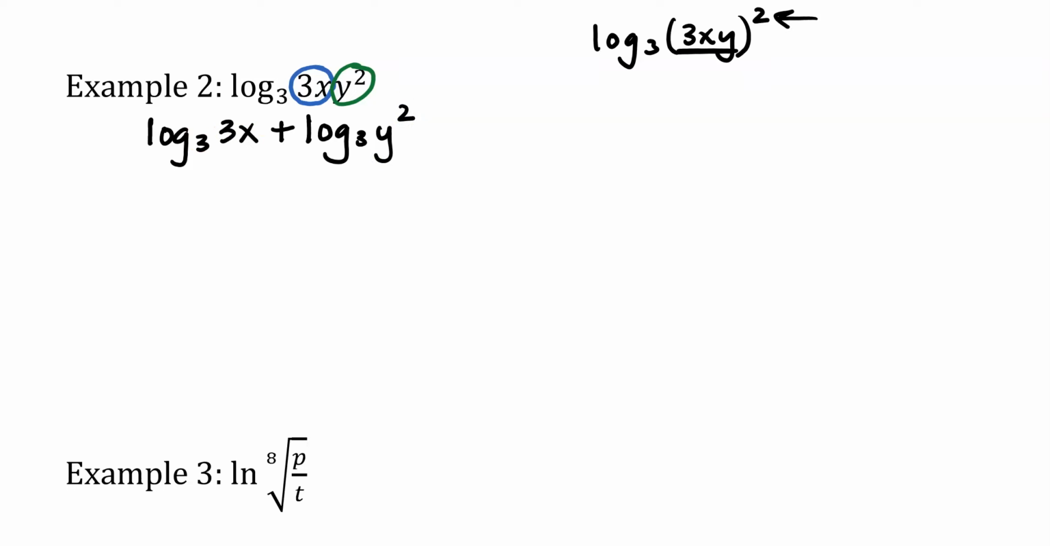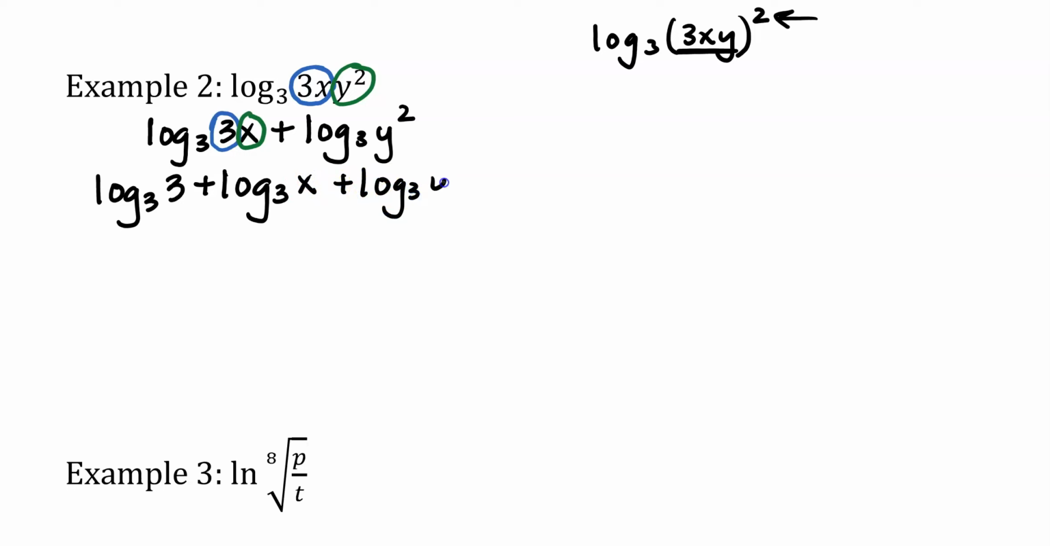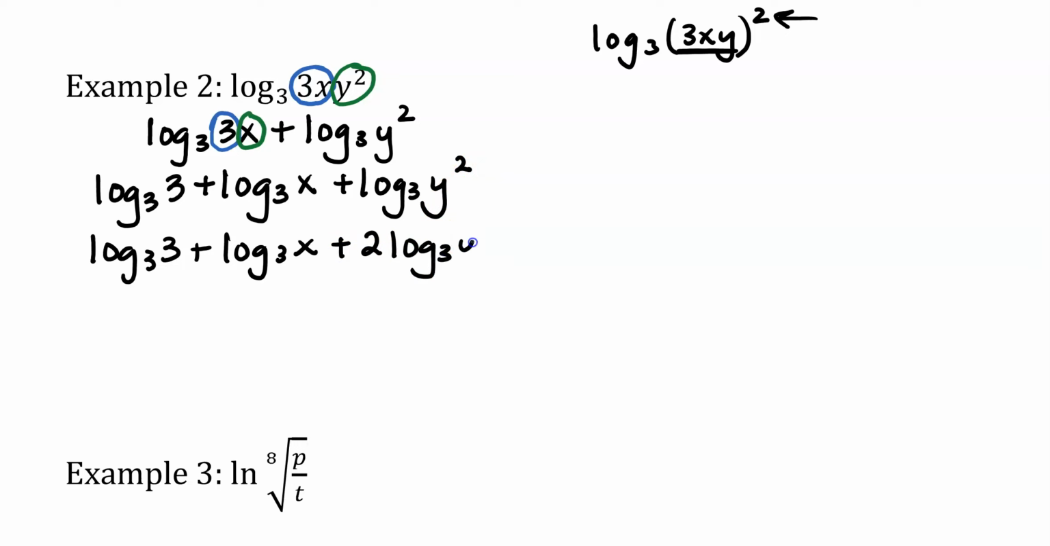Then we can simplify that first logarithm even further because we still have a product on the inside of it. We have the product of 3 and x. So we will use the product rule again to give us log base 3 of 3 plus log base 3 of x. And I'll bring down my log base 3 of y squared. On that last logarithm, log base 3 of y squared, we can use the power rule now because only the y is inside of that logarithm and that's what has the exponent on it. So I'll bring that exponent of 2 down in front of that logarithm.